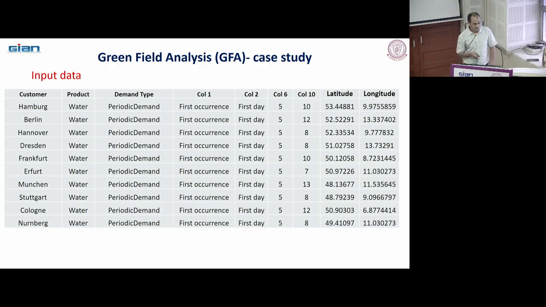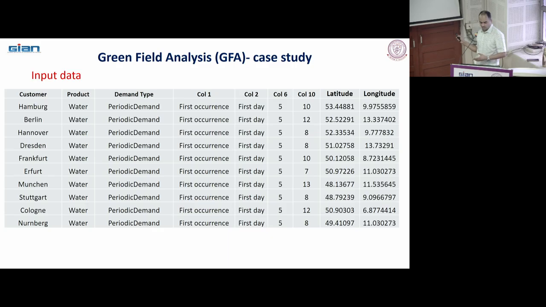What is periodic demand? Any idea? Fixed time. What about the quantity? Does it change? Periodic demand means the customer orders in a specific period, 5 days, 7 days, with a quantity. That's periodic demand. So what is the period here? 5 days. Each customer places an order every 5 days, and then what is the quantity they are ordering?